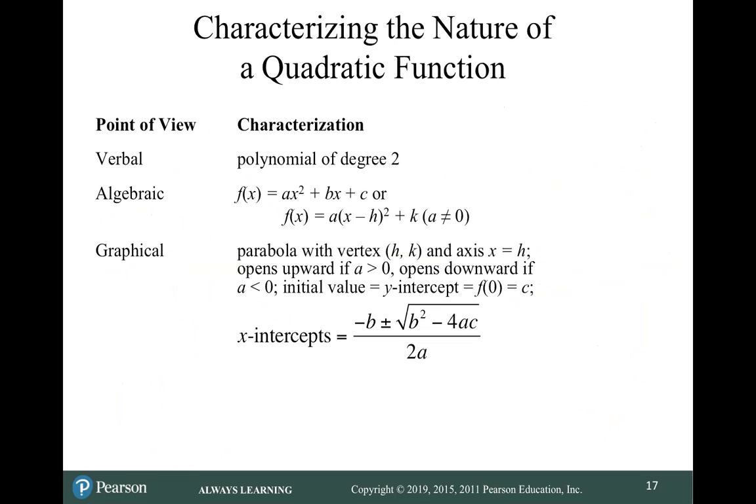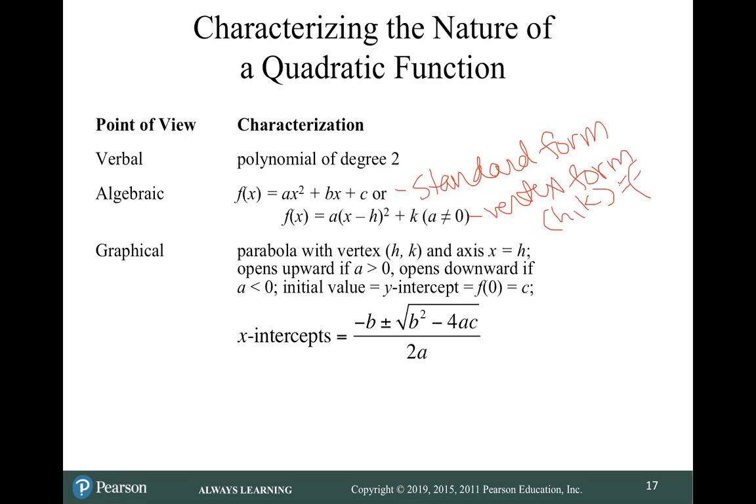Algebraically, we have 2 forms of writing it. We have standard form, and we have vertex form, where our vertex is (h, k). And h is negative b over 2a, and k is f of h.